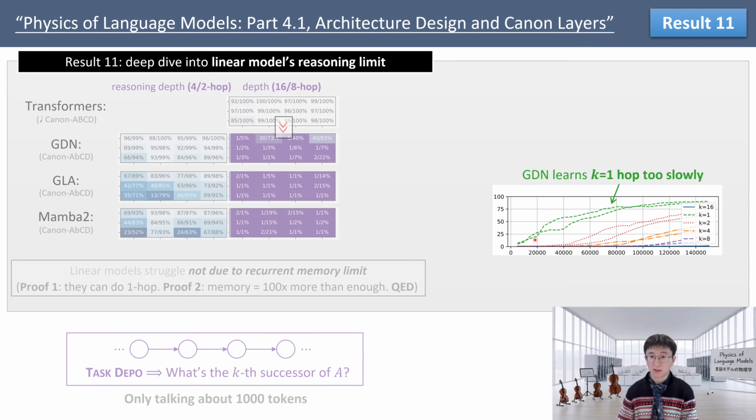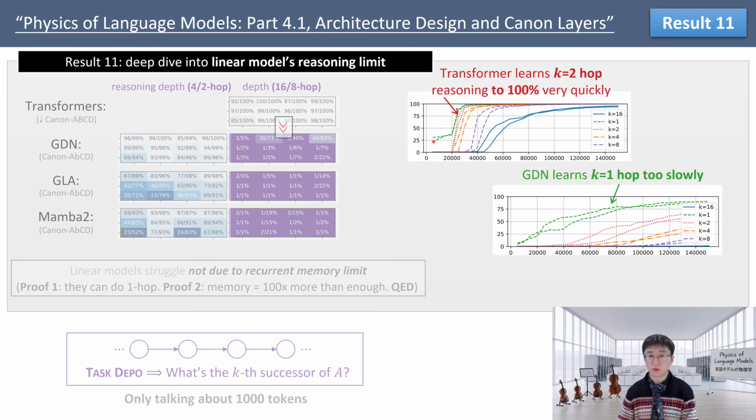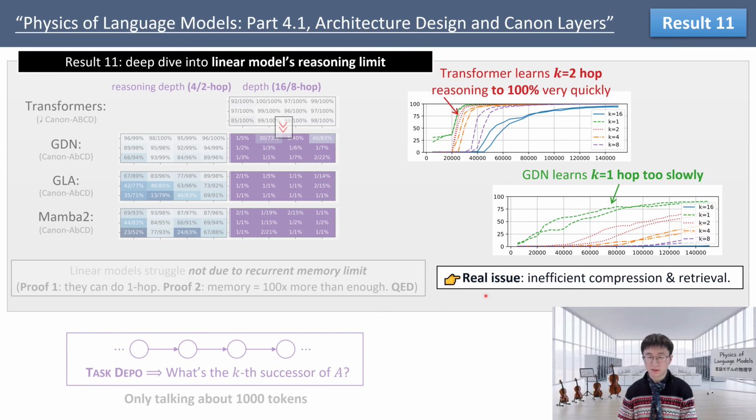It's because of the following. GDN, for instance, it doesn't matter, it can be GLA or Mamba2, the plots will be similar. All of them perform very slowly in terms of one-hop reasoning. In contrast, the transformer learns one-hop reasoning very fast, not to mention two-hop and three-hop and so on. So we summarize that linear models really struggle in terms of deep reasoning because they are very inefficient at compressing and retrieving information from the context. If you remember, the Canon layers are good at hierarchical learning, right?